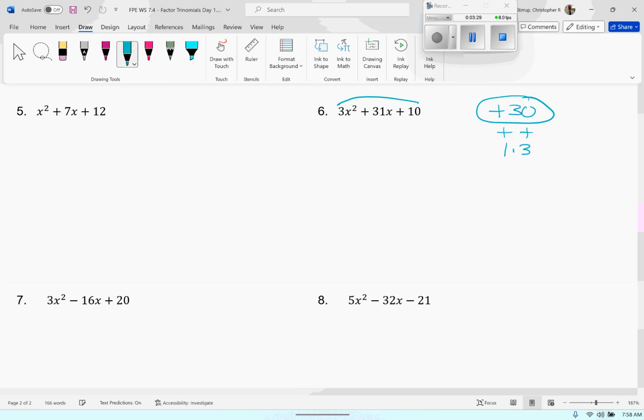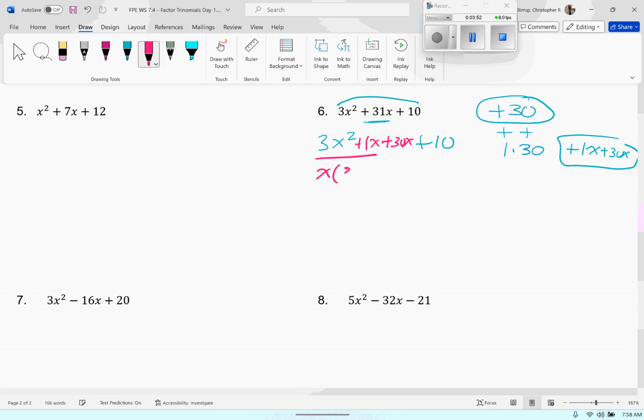So I know that 1 and 30, if I add those together, I get 31. So I found it right away. So I know plus 1x and plus 30x. I'm going to squeeze that in. So the ends come down. And then in the middle, I'm going to squeeze in 1x plus 30x. X comes out front, and middle sign comes down.